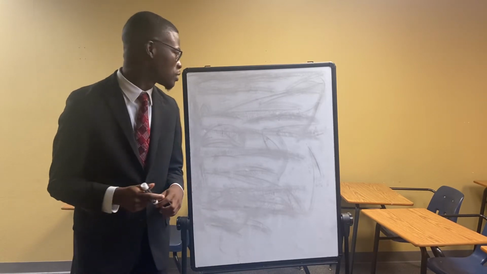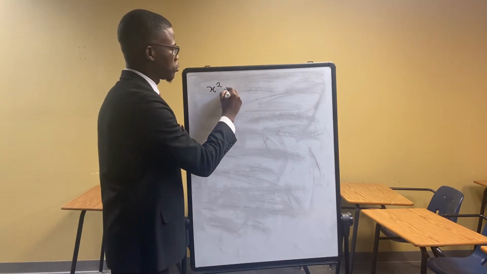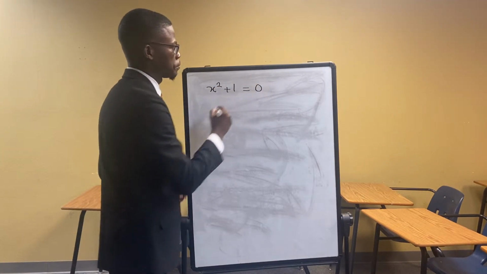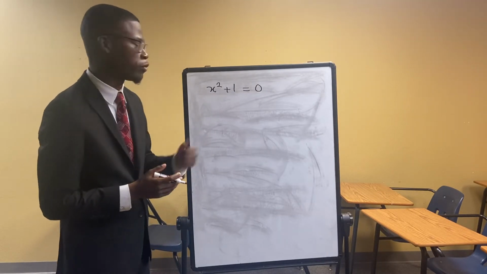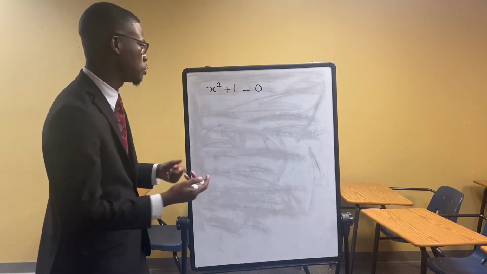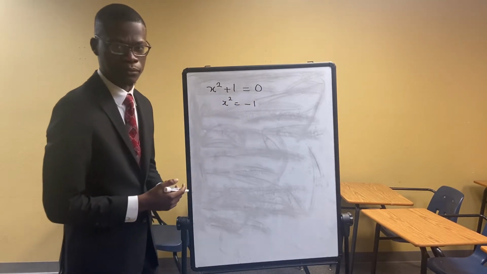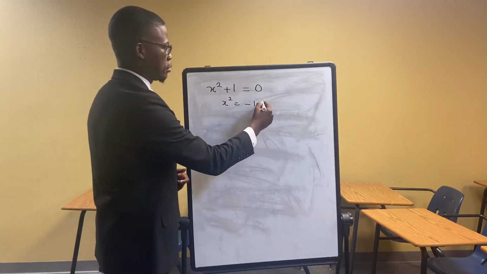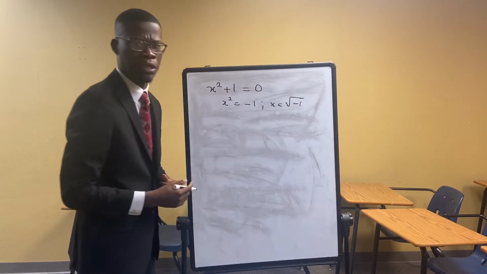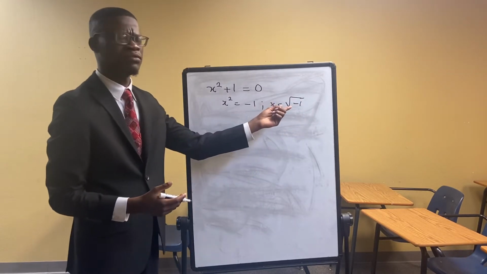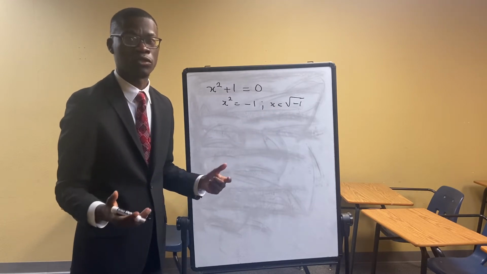Okay, so we'll start with this equation: x squared plus 1 equals 0. Now if we were to find the roots of this equation, or find what x is, what do we say? x squared equals -1. Then x is the square root of -1, right? Now, what's the square root of -1? This does not exist. The square root of -1 does not exist.